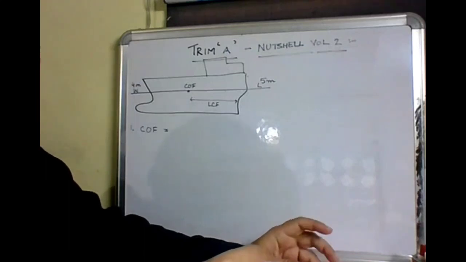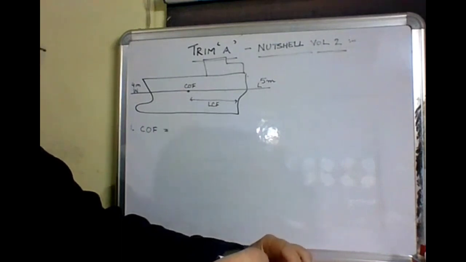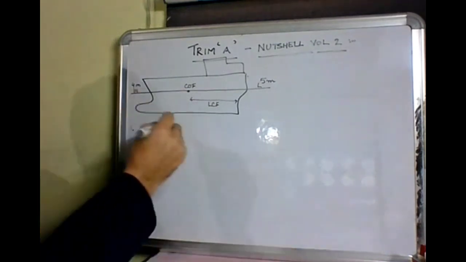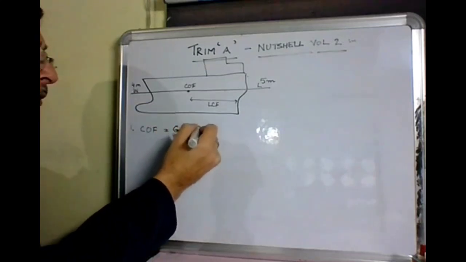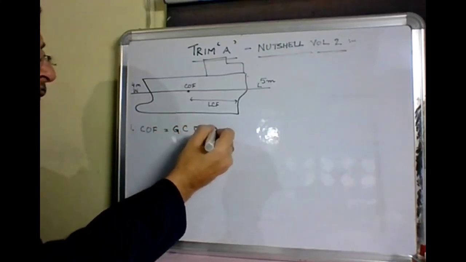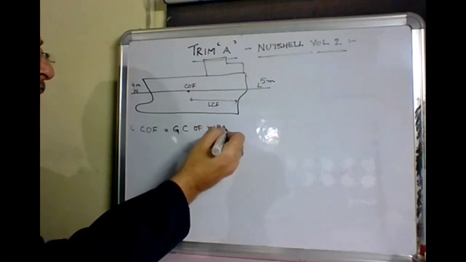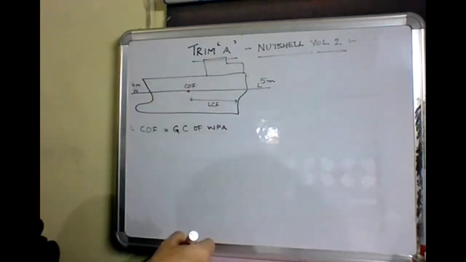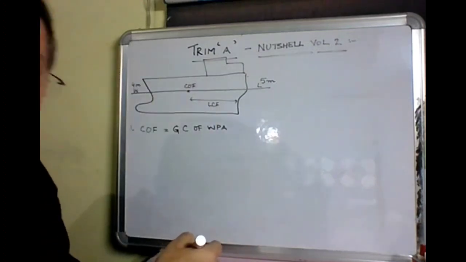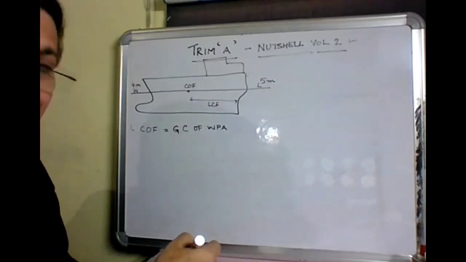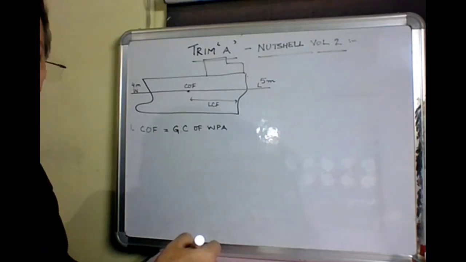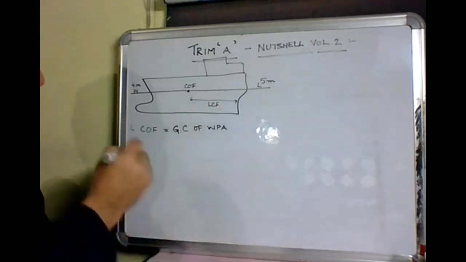Sir, the geometric center of the water plane on which the vessel floats. The geometric center of water plane area is known as the center of rotation. The GC of the water plane area. That's the correct definition of center of rotation.